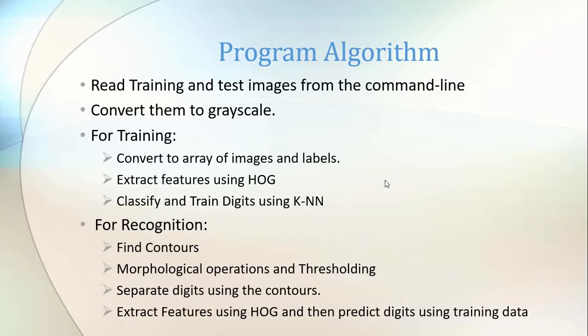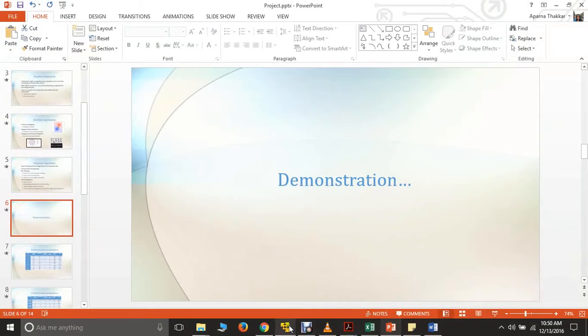Then there are morphological operations performed on it, like opening and closing, to smooth the image edges. With the help of thresholding, the features are extracted and provided to HOG. Then it is predicted using training data. So let's see a demonstration of it.